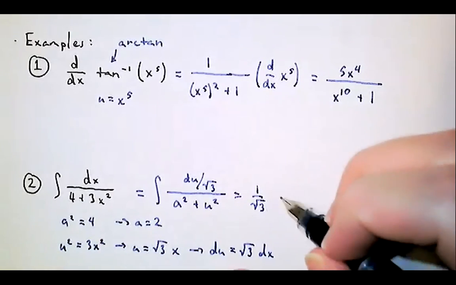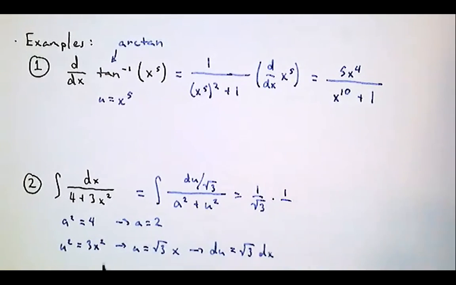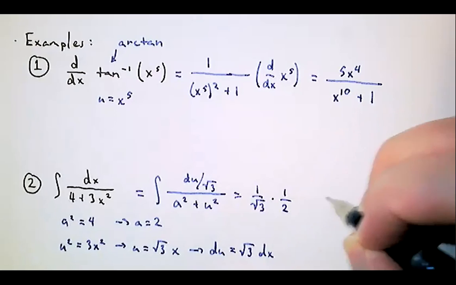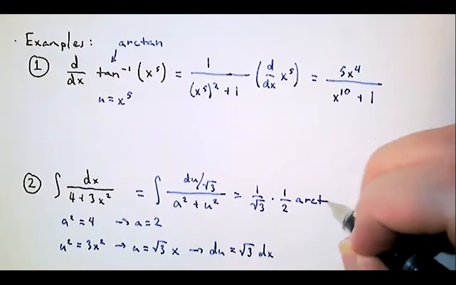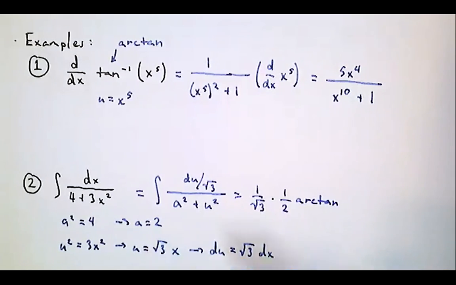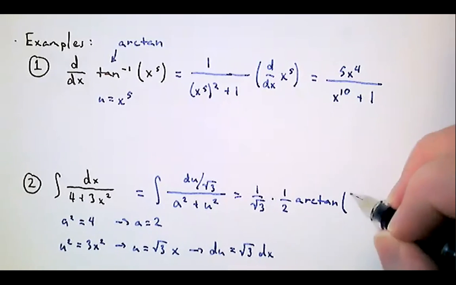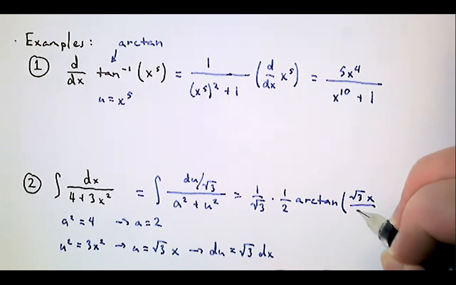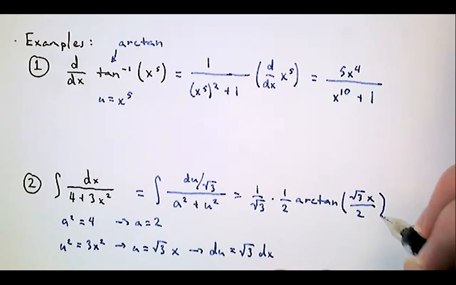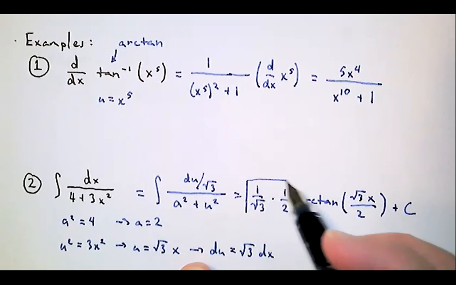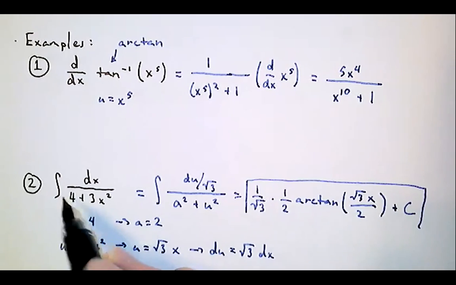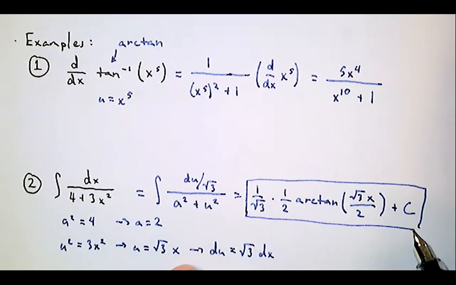So this means we need a 1/2, 1 over a, and then arctangent of u over a. So that's square root 3x over 2 inside of arctangent. And then we add a constant since this is an indefinite integral. Any questions over that example?